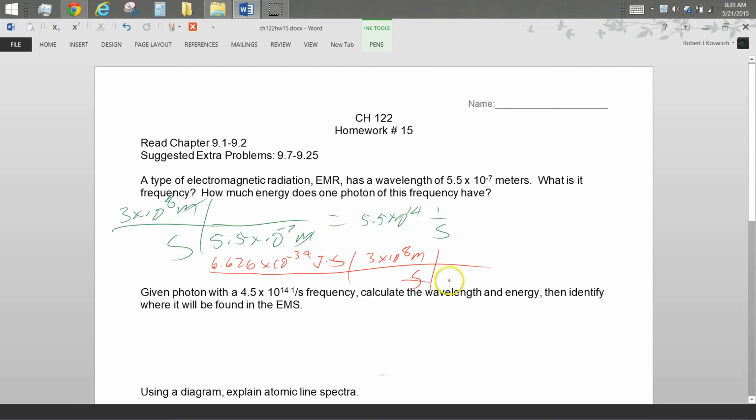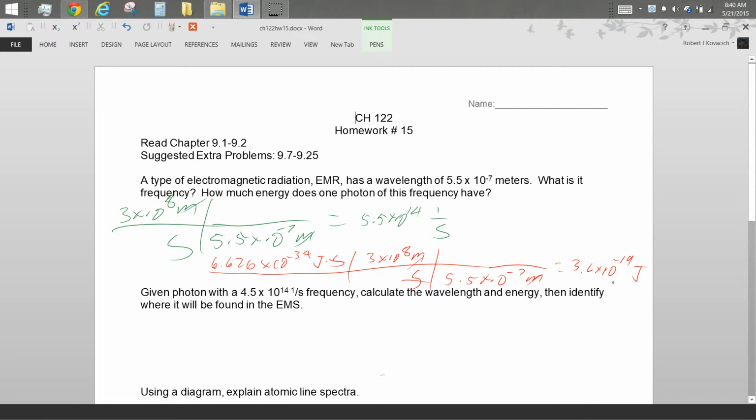And then I'm going to use 5.5 times 10 to the negative 7th meters, and then the meters will cancel out. And then I'll get joules times 6.626e negative 34. So I got 3.6 times 10 to the negative 19th.